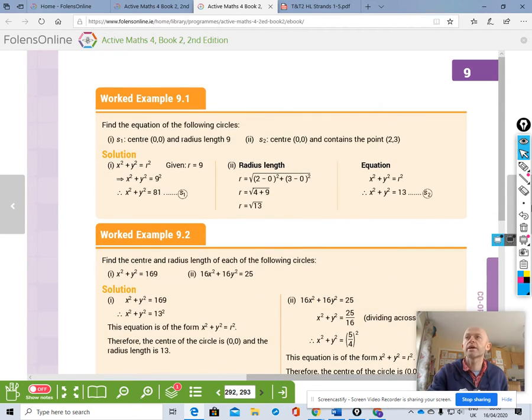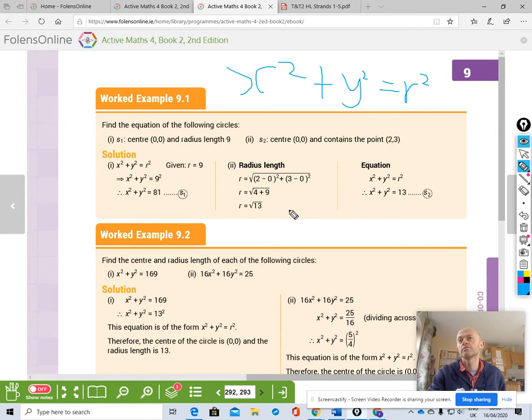So keeping in mind that x squared plus y squared equals r squared, write it down here kind of roughly. X squared plus y squared equals r squared is the formula for a circle of center 0, 0. So how do we go and use that? We have center 0, 0, radius length 9. What's r squared? 9 squared is 81. Once you see center 0, 0, you just simply write down x squared plus y squared, fill in your r, which is 9: x squared plus y squared equals 81.